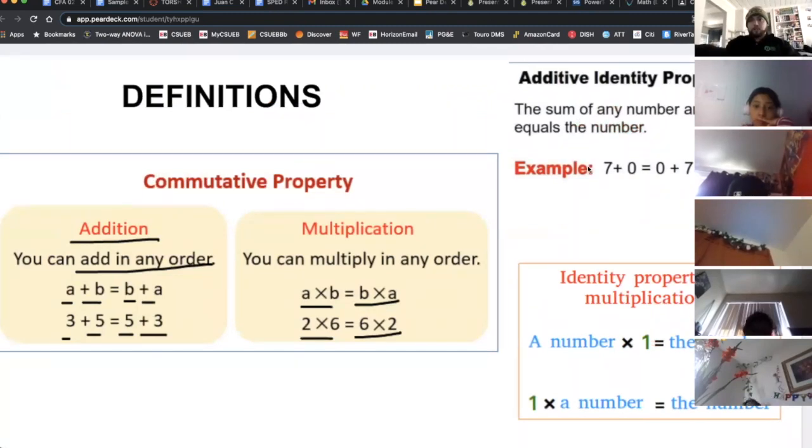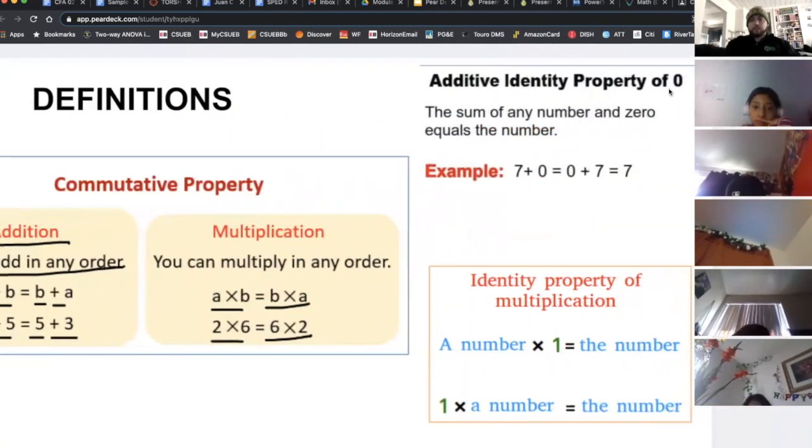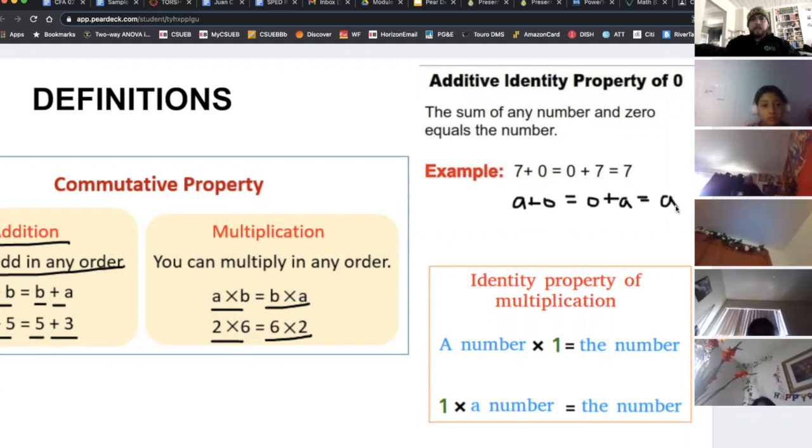Then we also have the additive identity property of zero. It means any number that you add to zero is going to be that number. So for instance, 7 plus 0 is going to be 0 plus 7, which is 7. I could do that with anything. I could do A plus 0 is equal to 0 plus A, which is equal to A, right? It's always going to be whatever you're adding by zero.